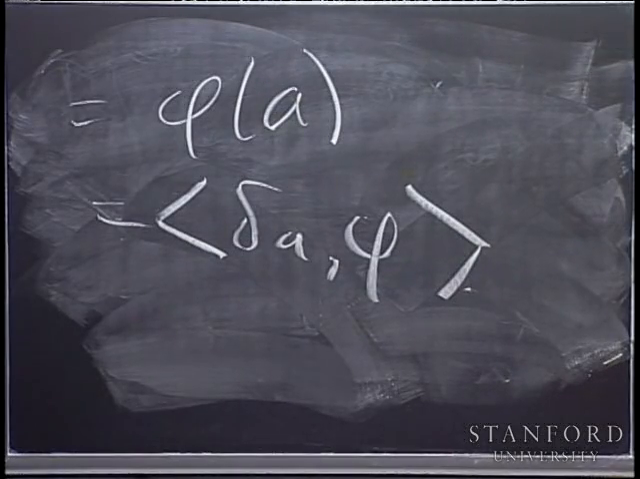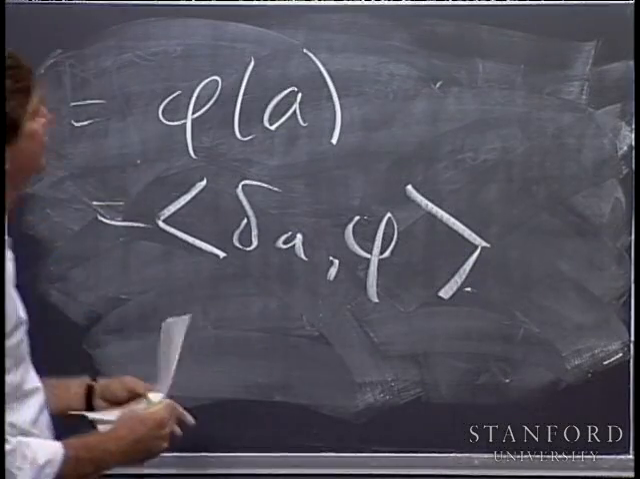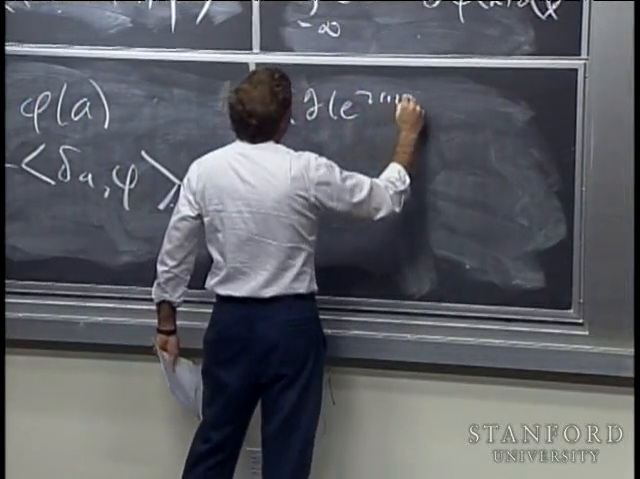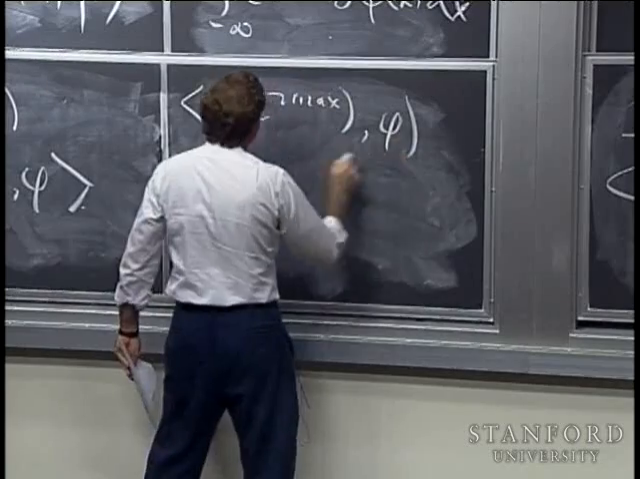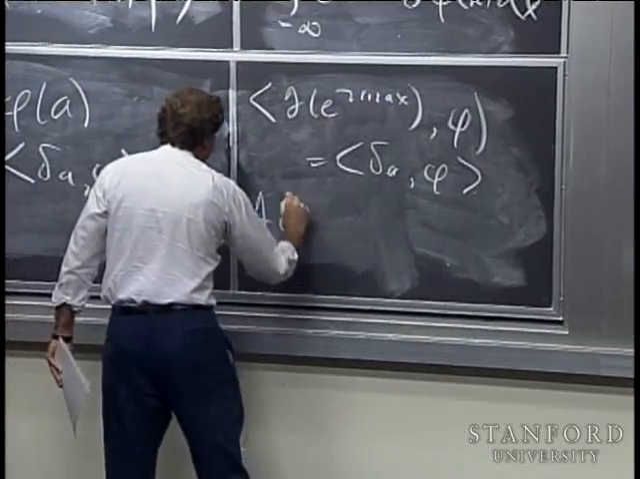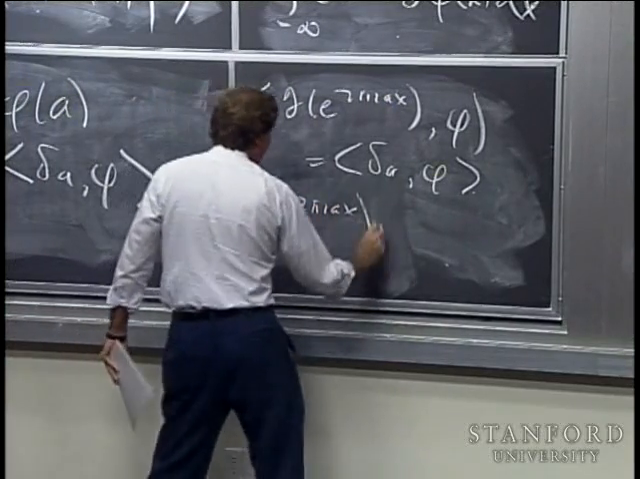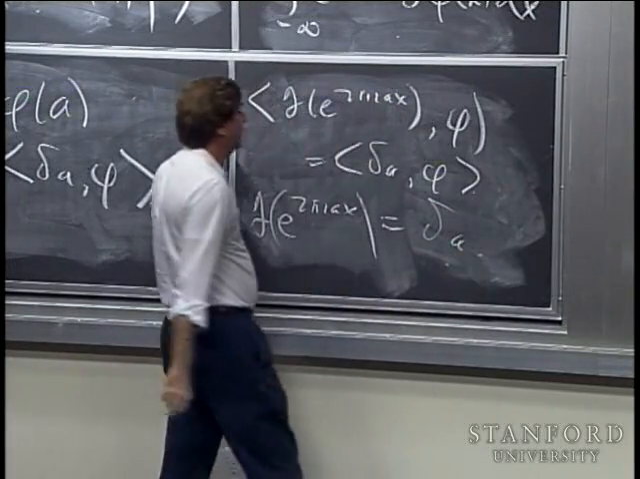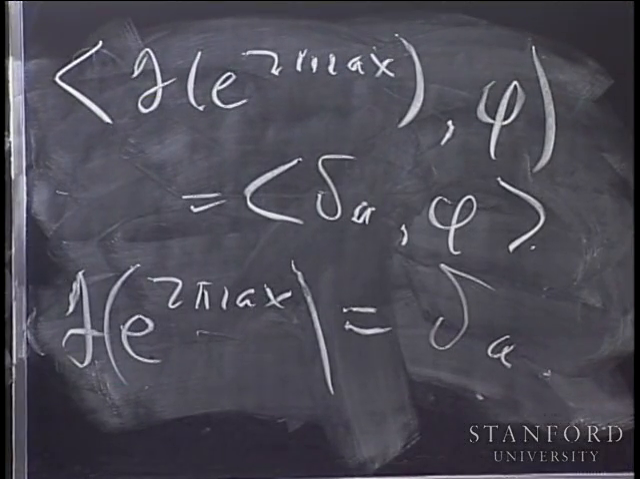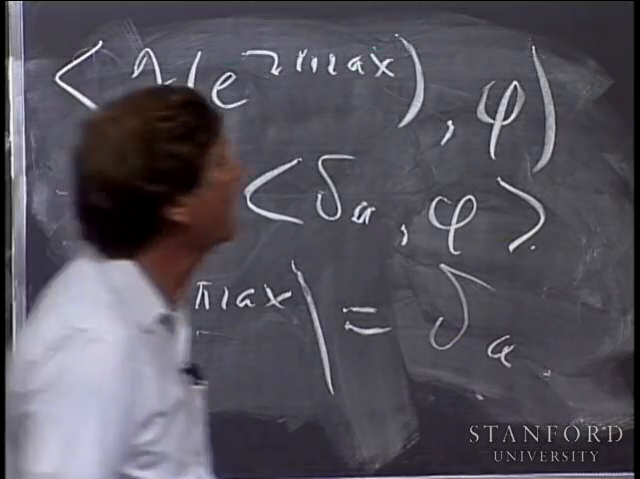All right? So where do we start? Where do we finish? We started with that, we finished with that. The Fourier transform of e to the 2 pi i ax paired with phi is the same thing as delta sub a paired with phi. That identifies the Fourier transform of e to the 2 pi i ax as delta sub a. Airtight. No question.